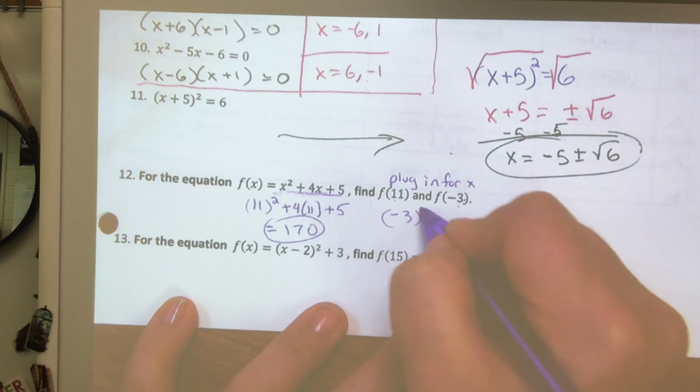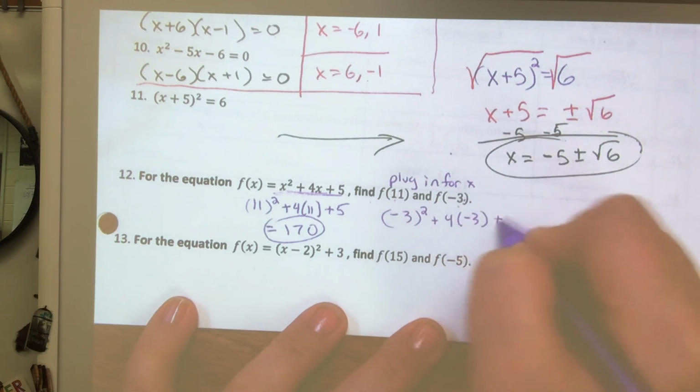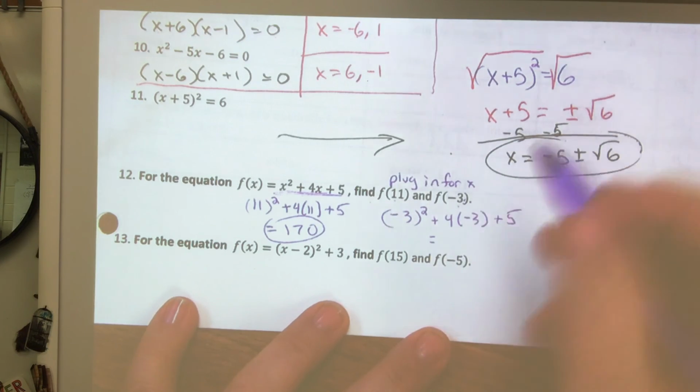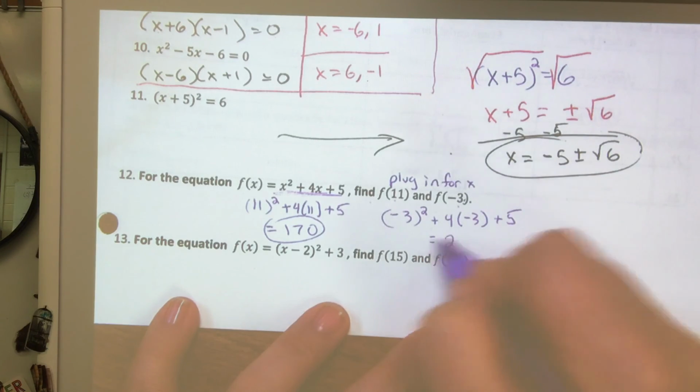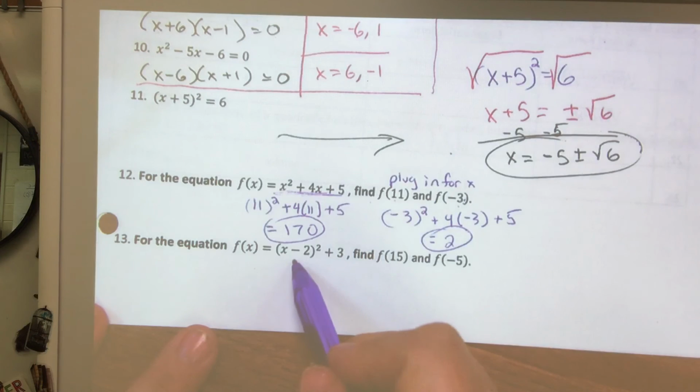For the next one, negative 3, I plug it into the same equation. It's negative 3 squared plus 4 times negative 3 plus 5. And if I type that into my calculator, I would get 2. And there's my answer.